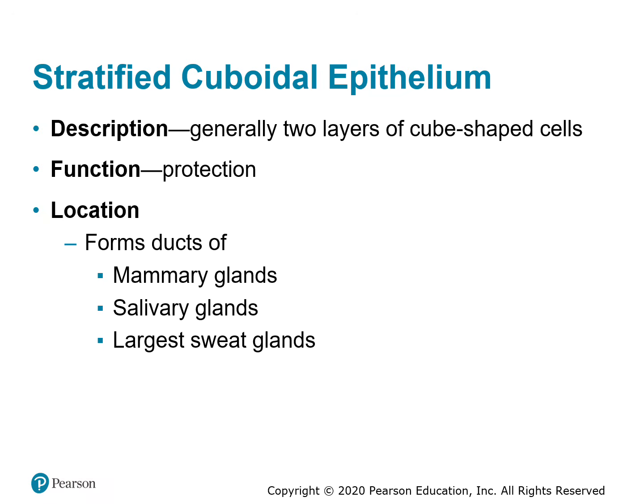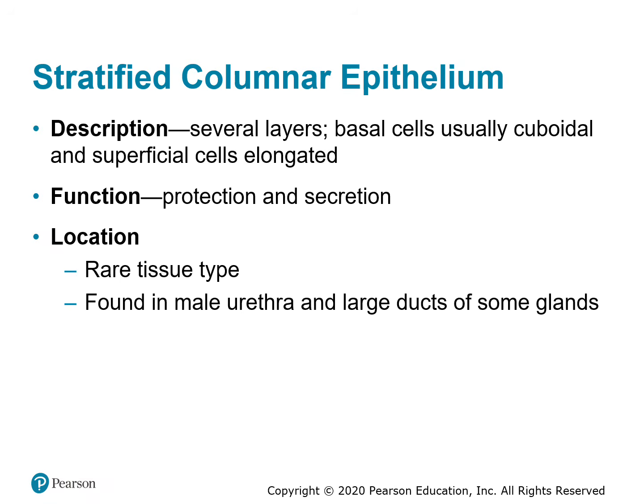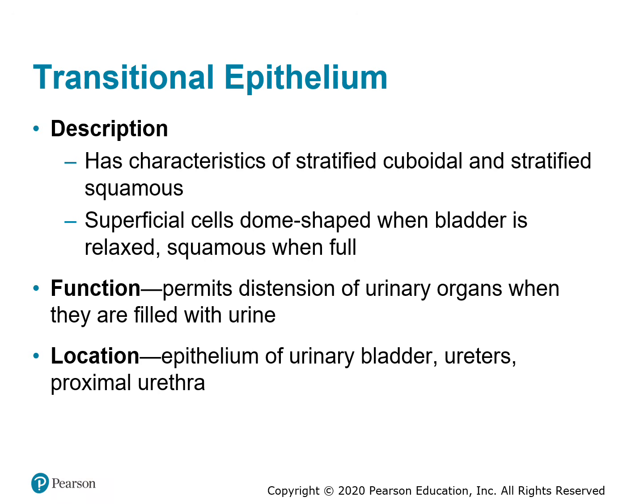Stratified cuboidal, you don't see this super often, but it does do a little bit of protection. Stratified columnar, even more rare. And then that transitional epithelium, you'll see this one around your urinary bladder, because it needs to be able to stretch and compress once it is no longer filled with urine.